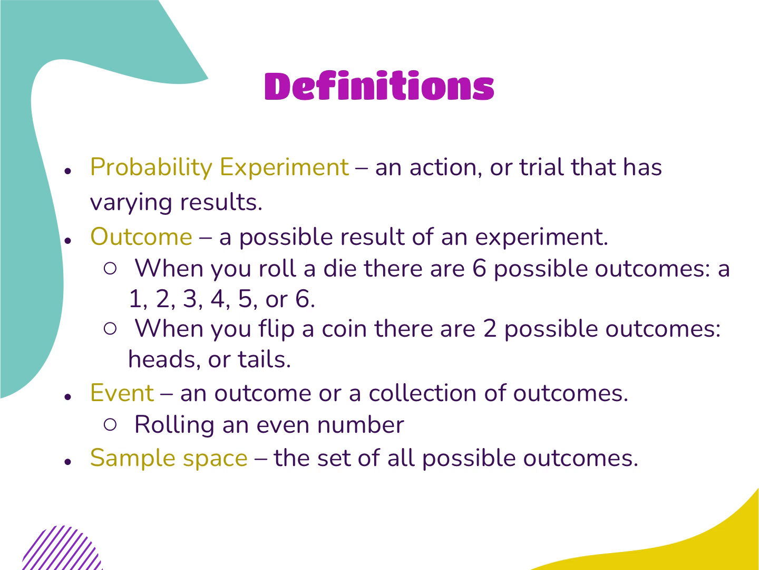Event, an outcome or collection of outcomes. So rolling an even number, what's the probability of me rolling an even number? What's the probability of me pulling a red card out of my different colored cards? Okay, that's my event, that's the outcome. Sample space is the set of all possible outcomes. How many total possible outcomes can I have? And we're going to be seeing that as we go through here.